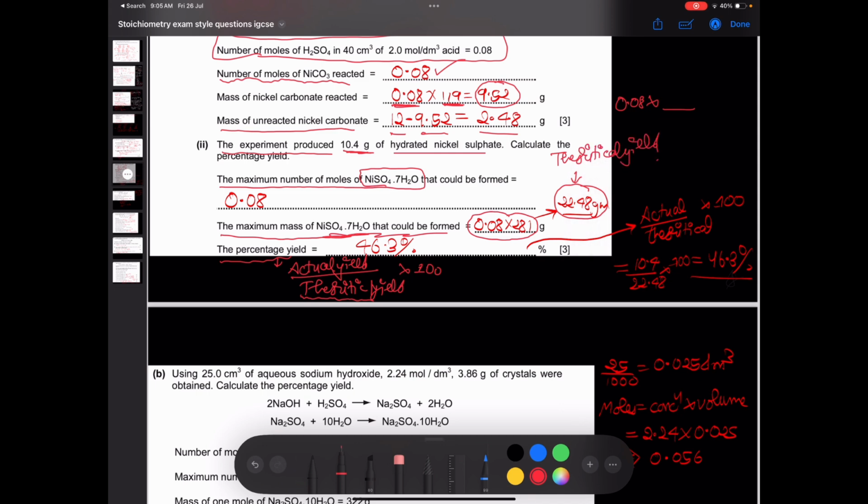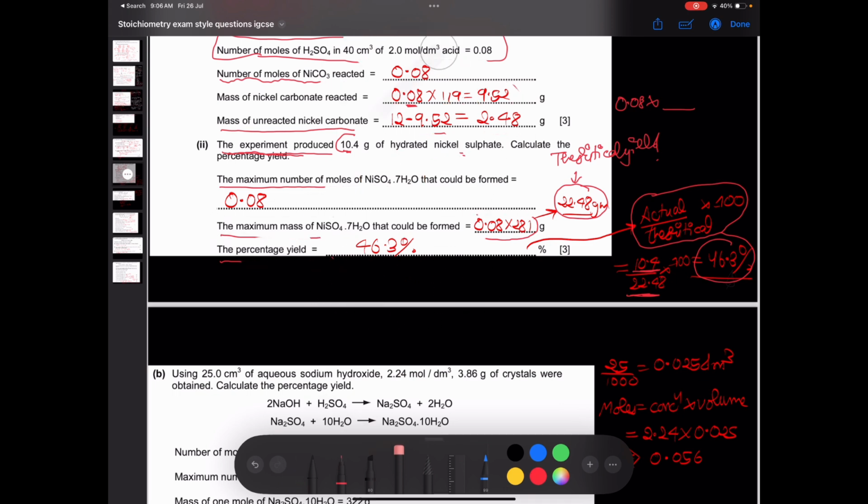Actual yield, as I mentioned, it is always given in the question. Let's check. The experiment produced 10.4 grams of hydrated nickel sulfate. So this is the actual yield. Now check this. I've written actual yield by theoretical into 100. Actual is 10.4, theoretical is 22.48 into 100. We get the percentage yield as 46.3%. Alright.